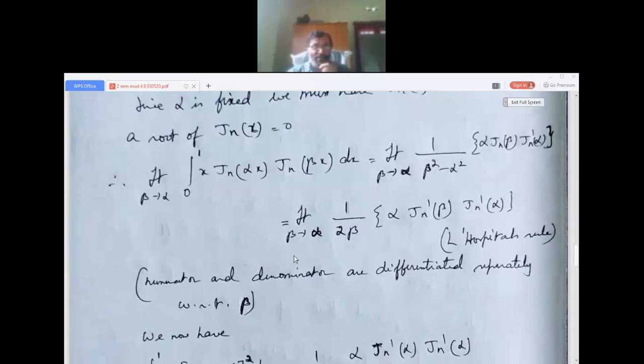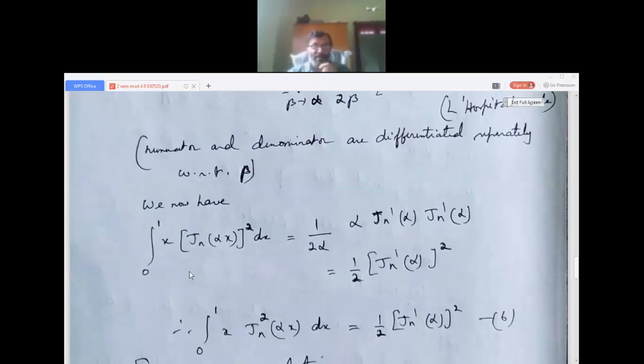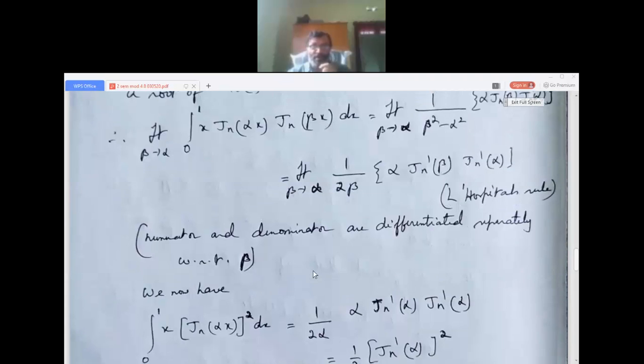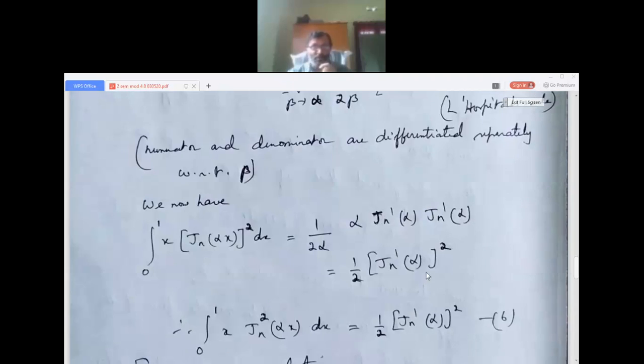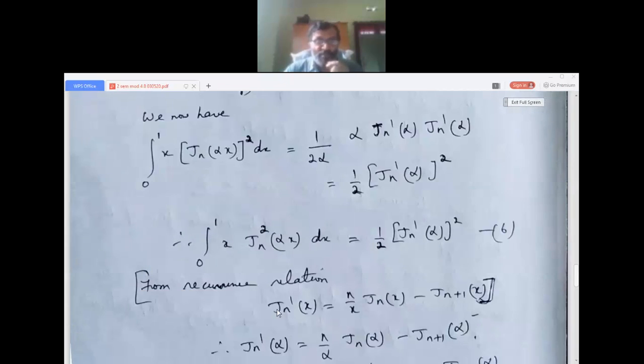So what we get here: beta tends to alpha means these two will be the same. So integral 0 to 1 of x into Jn(alpha x) squared, and on the right, as beta tends to alpha, 1 by 2 alpha into Jn'(alpha) into Jn'(alpha). That will be 1 by 2 Jn'(alpha) squared. So the integral from 0 to 1 of x Jn'^2(alpha x) dx is equal to half into Jn'(alpha) squared.